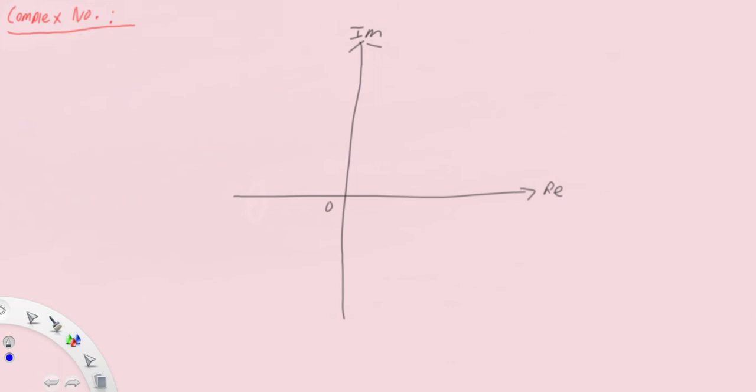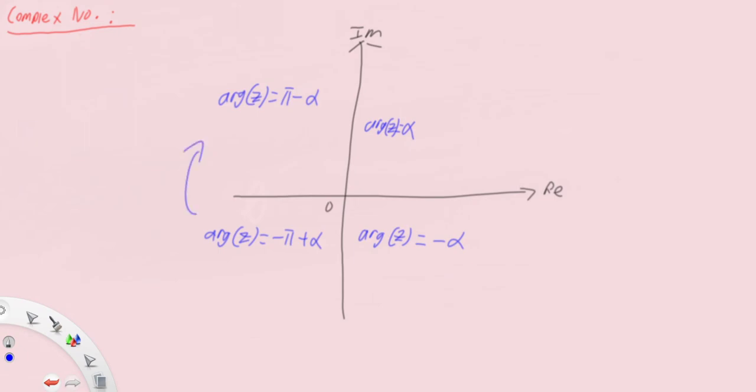To recap, first quadrant, the argument of z equals your basic angle alpha. Fourth quadrant, the argument of z equals the negative of your basic angle. Second quadrant, the argument of z equals pi minus the basic angle. Third quadrant, the argument of z equals minus pi plus alpha. You notice that for the third and second quadrants, the arguments are actually the negative of one another, similarly for the first and fourth quadrants. So this is the argument of a complex number, and this is how you calculate it in Cartesian form.